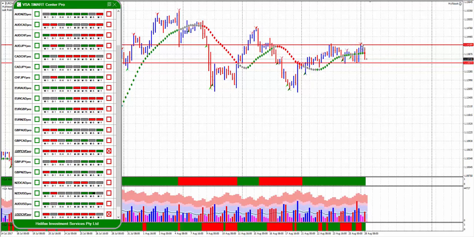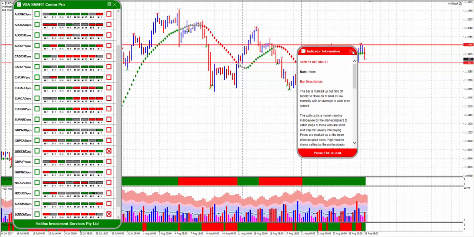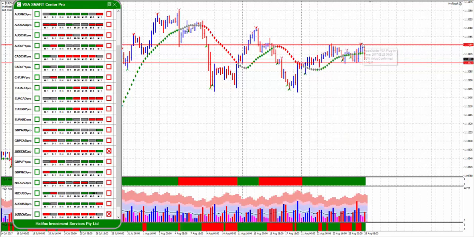But we do have weakness in the Euro Swiss. We've got an upthrust on the 4-hour chart, so it's weakness for the time being, but we'll see how it plays out. We've got trend alignment to the downside for both the USD Swiss and the Euro Swiss, so they're the ones that I'll keep an eye out for, and hopefully we can get some trading opportunities.